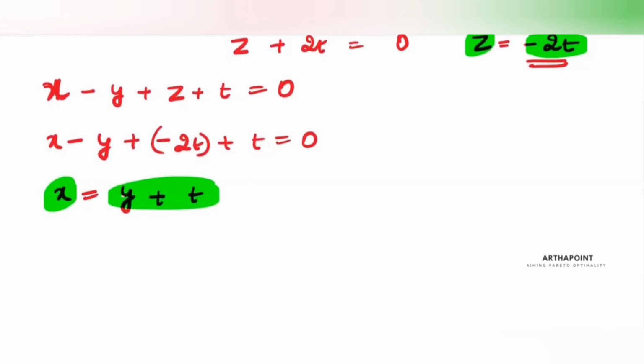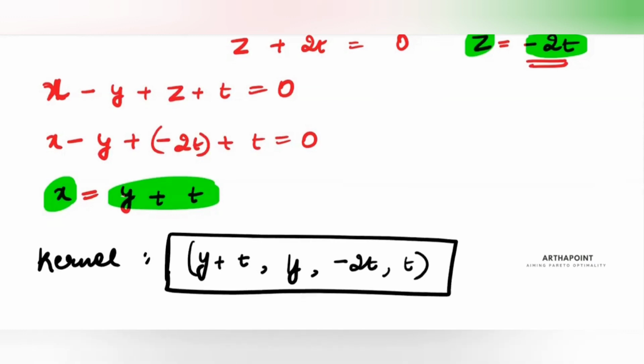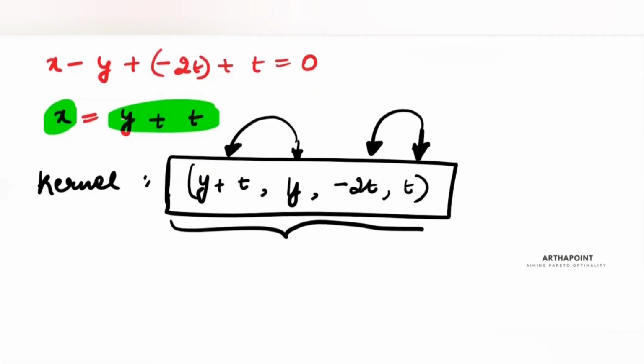So your kernel is not like the origin, not a very simple one. Your kernel is x can take value y plus t, y can take any value, z can take value minus 2t, t can take any value. This is your kernel. You give any t value, accordingly this will be defined. You give any y value and t value, accordingly this will be defined. And whenever you put this vector, the value will come out to be zeros for all three equations. So this is the kernel.